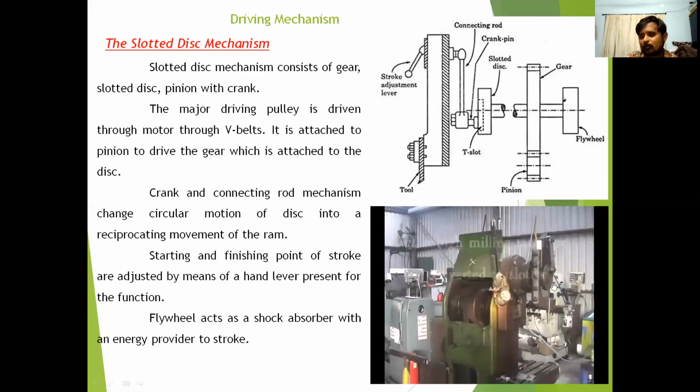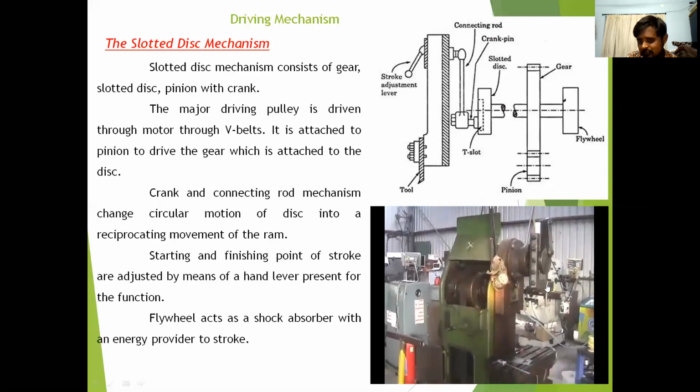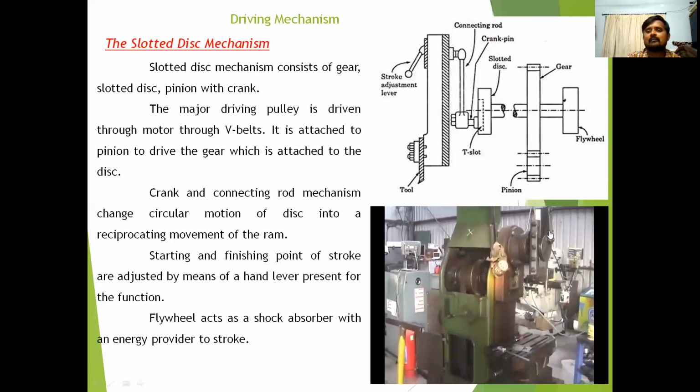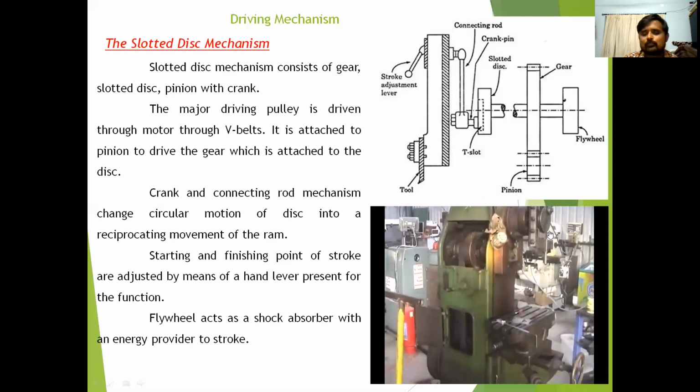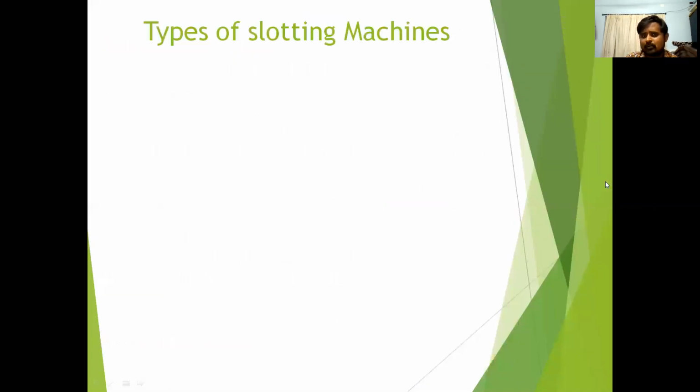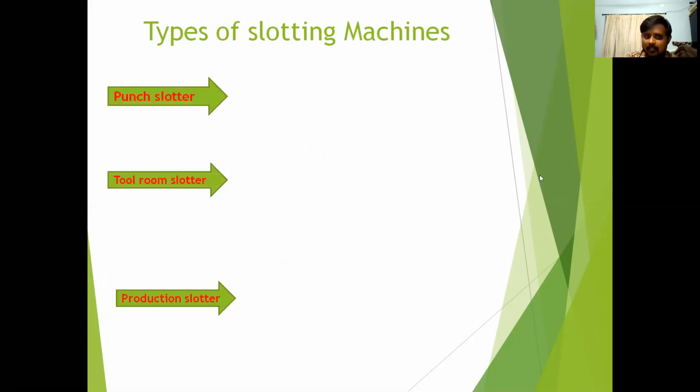In this one, the rotary movement is converted into reciprocating movement by using the connecting rod. This type of mechanism is used for the slotting machine. Now we'll see the types of slotting machines: punch slotter, tool room slotter, and production slotter. These are the three types of slotters.